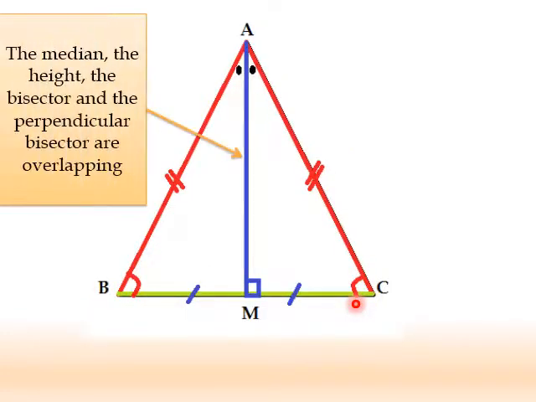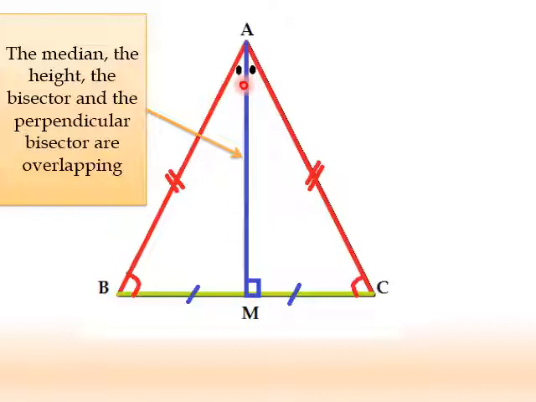Now, what is this? AM, let's look together, is perpendicular to BC. So AM is the height relative to BC. It's the height issued from the main vertex perpendicular to the opposite side. But if we look well, BM equals MC. So M is the midpoint of BC. So AM is also a median relative to BC.